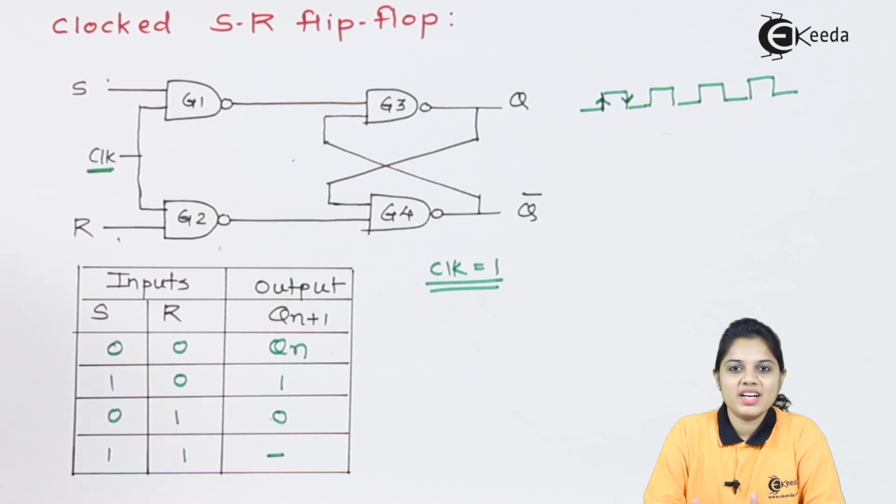So if it is a clock driven flip-flop, you should apply the clock signal continuously so that your output state will change according to the change in input. The clock signal will be either positive edge triggered or negative edge triggered, depending on which type of clock signal you are using. I hope you have understood the SR flip-flop, what exactly a flip-flop is and how it can be designed.